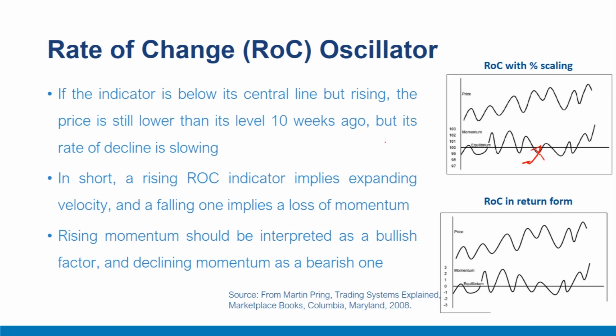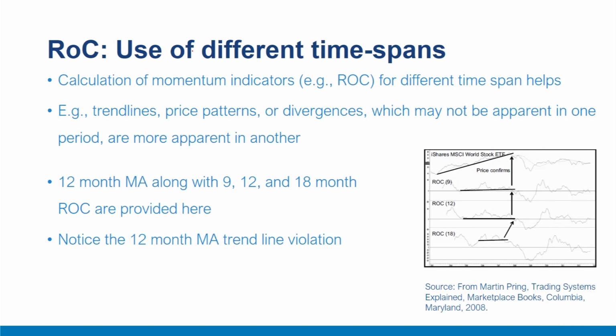In short, an ROC indicator implies expanding velocity. That means if ROC is rising, the velocity is increasing, like accelerating, and a falling ROC implies loss of momentum, sort of deceleration. Rising momentum should be interpreted as a bullish signal, whilst falling or declining momentum is a bearish signal.